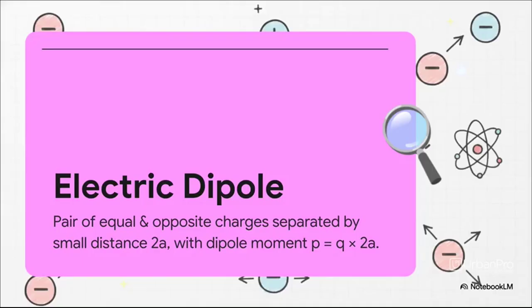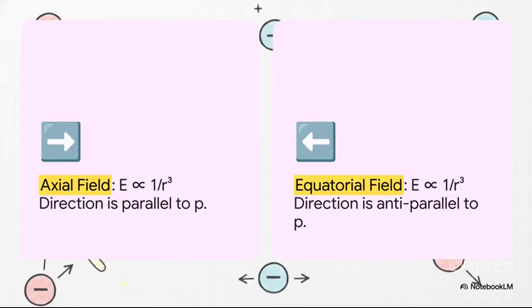Now let's look at a very specific, foundational setup, the electric dipole. It's really just 2 equal and opposite charges, a plus Q and a minus Q, sitting a small distance apart, which we call 2A. This structure is essential for understanding how molecules behave in electric fields. Notice the dipole moment vector labeled P. By convention, this vector always points from the negative charge to the positive charge, acting almost like a little compass needle for the dipole's orientation. Let's translate this dipole math into reality and see how its field reaches into space.